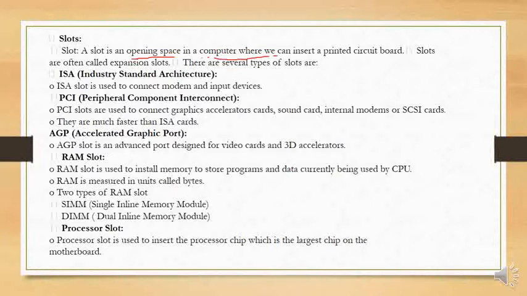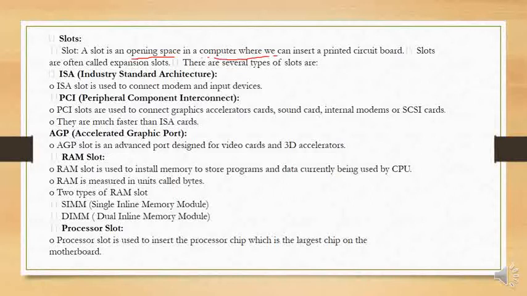Now RAM is measured in units called bytes. We know that RAM is a primary memory, so this memory is measured in units called bytes. There are two types of RAM slots. One is SIMM and another is DIMM. SIMM is a single inline memory module and DIMM is a dual inline memory module.